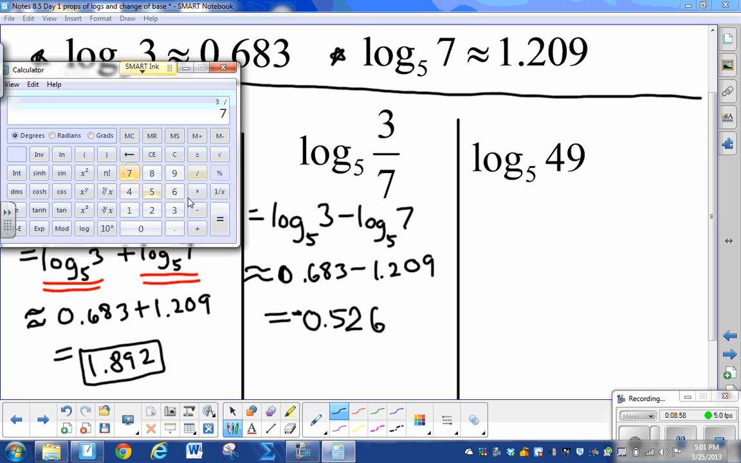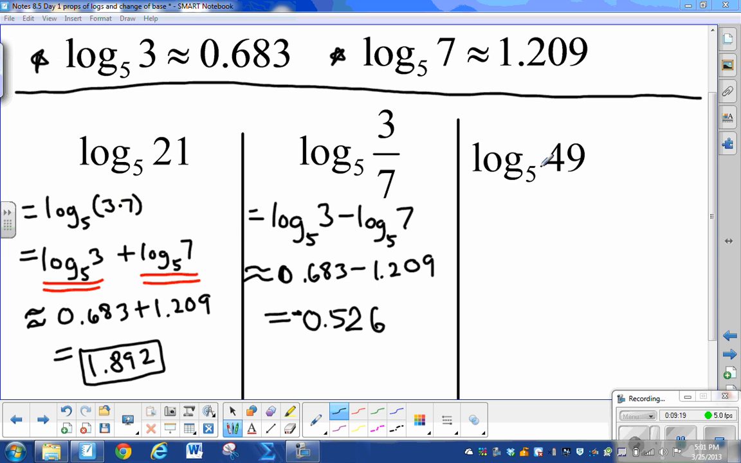So 3 over 7 is 0.4285. So 5 to the 0.526 negative is 0.4289. So very close. There you go.